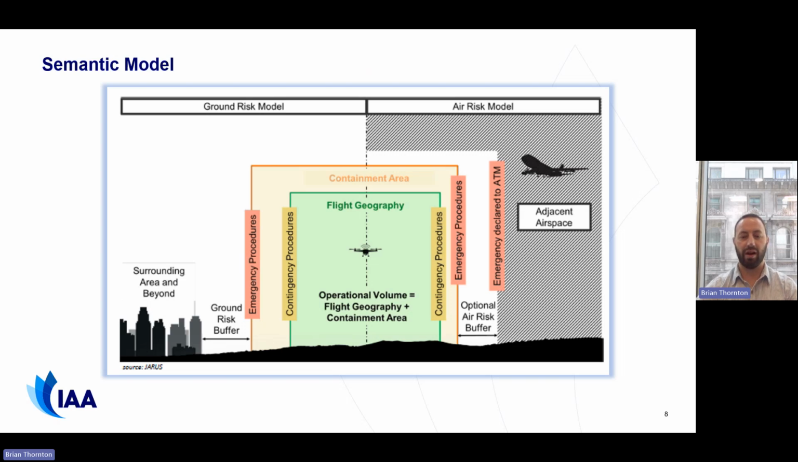So essentially, within all of that, anytime you conduct an operation, you have a way or a means to mitigate the UAS from encroaching on the adjacent surrounding areas or the adjacent airspace. And we'll get into that a little bit more. And there are ways and means to prevent your UAS from leaving your operational volume.